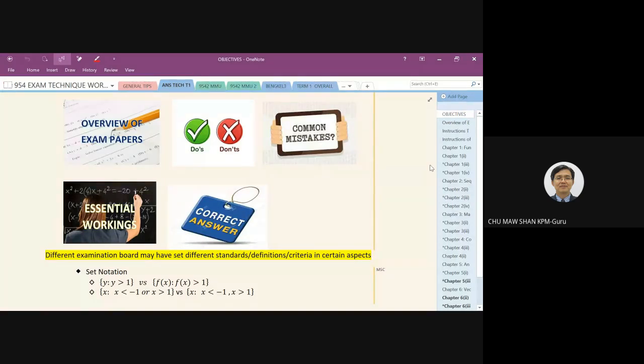Correct answer is important because when you get everything correct, but finally you didn't put it in the form required by MPM or the marking scheme, that is a waste.